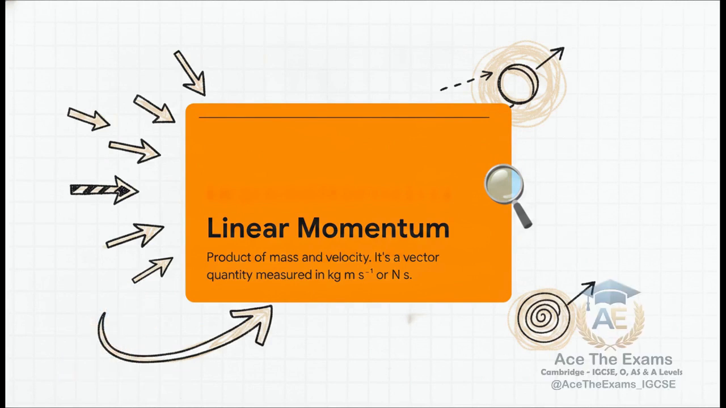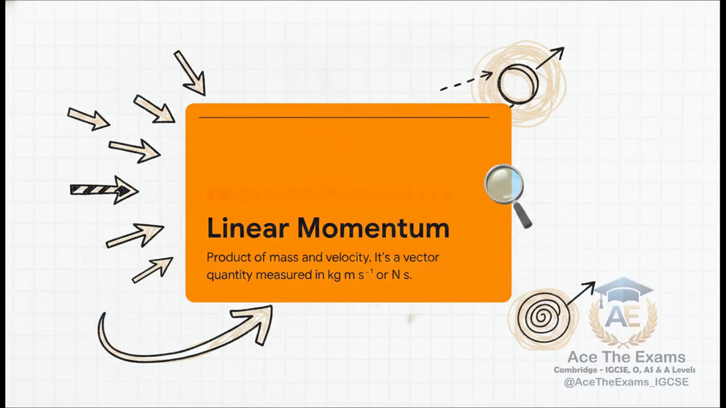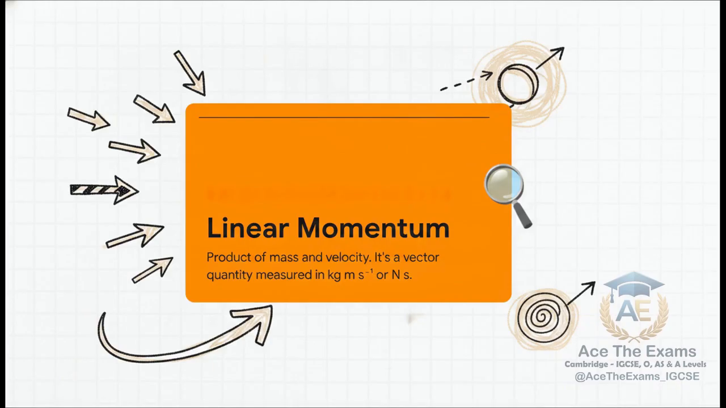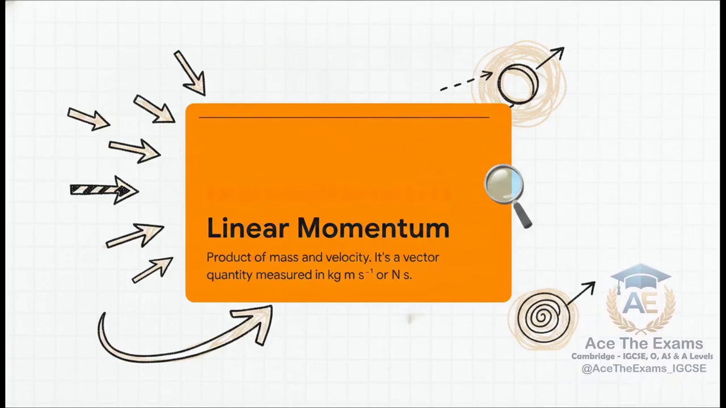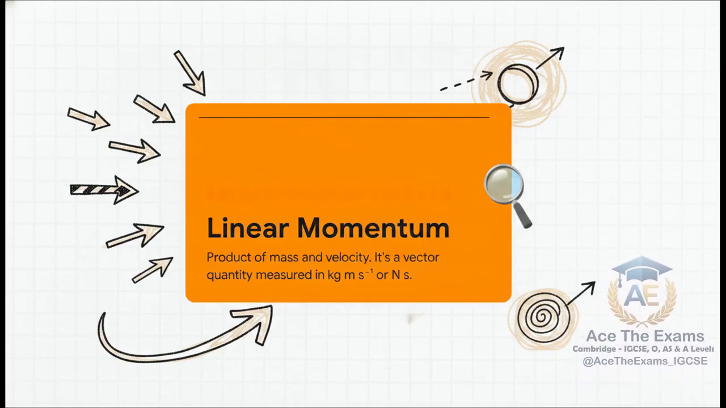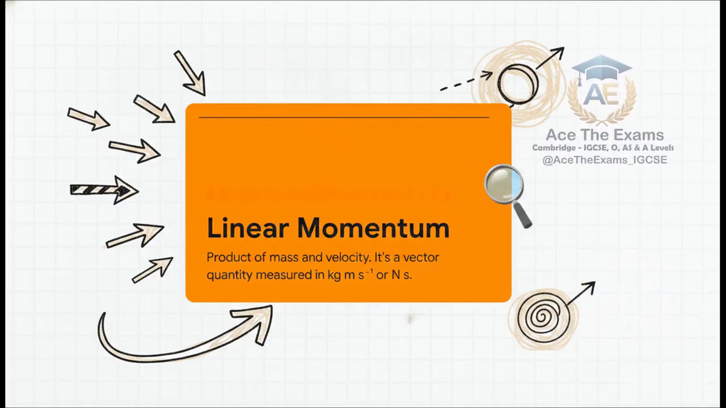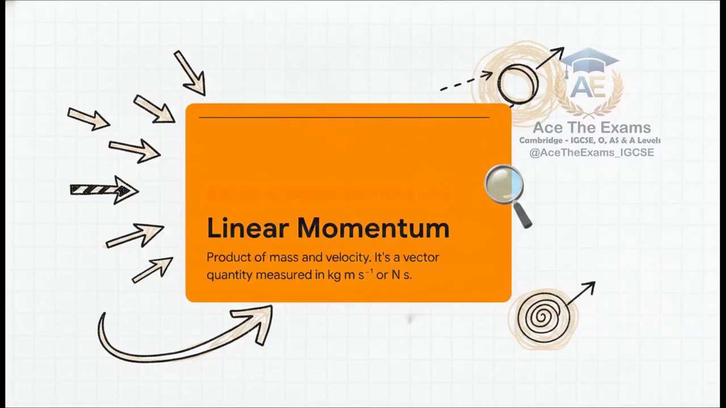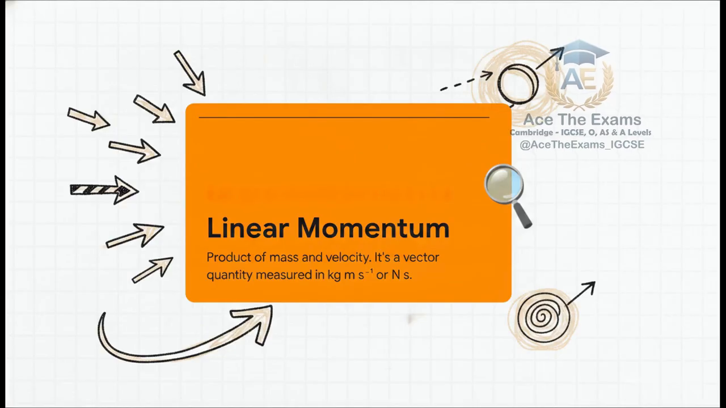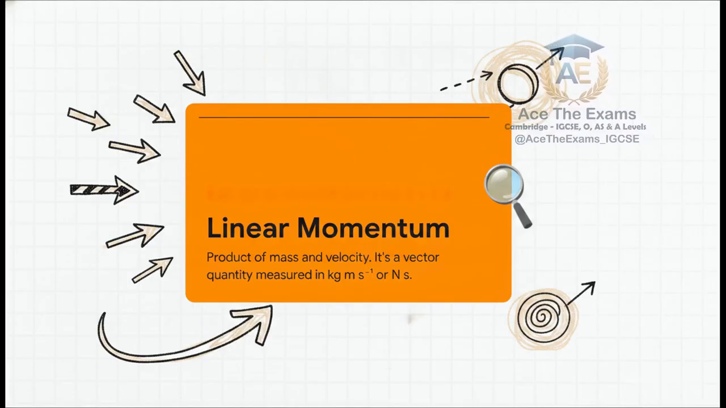Point, evidence, explanation, link. Your point is that it's mass times velocity. Your evidence is the formula, P equals mv. Your explanation highlights the absolutely critical fact that velocity is a vector, meaning momentum is also a vector quantity. It has magnitude and direction. If you write speed instead of velocity, you are instantly losing marks. And finally, your link is the unit, kilogram meters per second or Newton seconds. Always track your direction, guys. It is the #1 reason students bleed marks in dynamics.